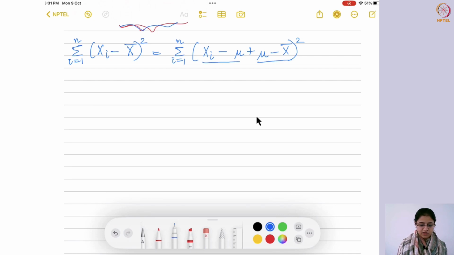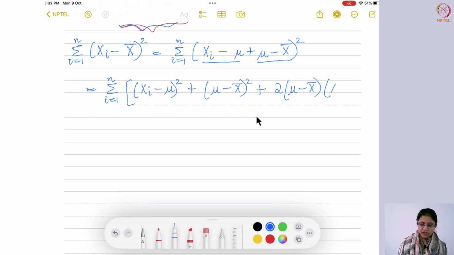Now you consider this as one term and this, and then expand this. So here you will have summation i goes from 1 to n. The first term would be xi minus mu whole square, plus mu minus x bar whole square, plus 2 times mu minus x bar into xi minus mu. Fine.